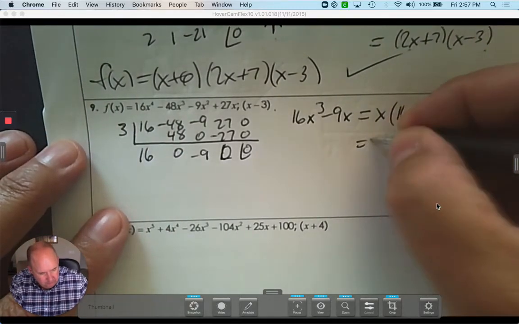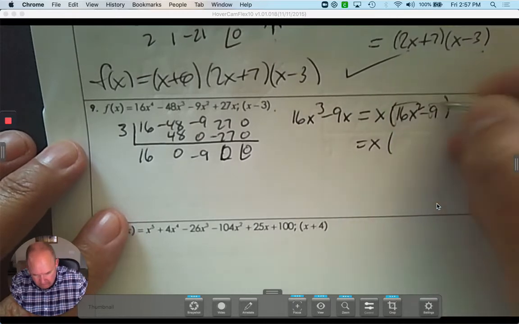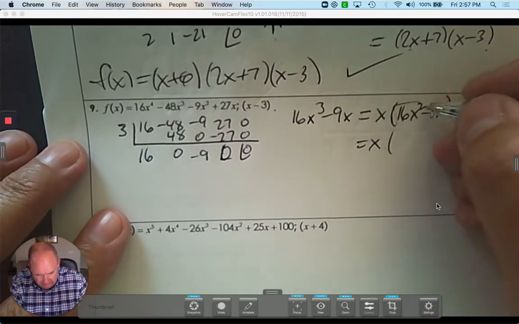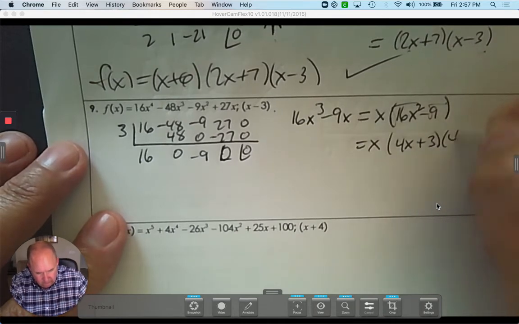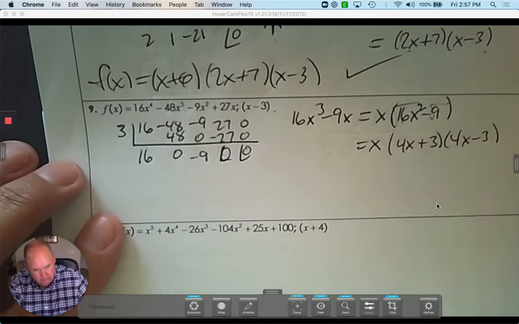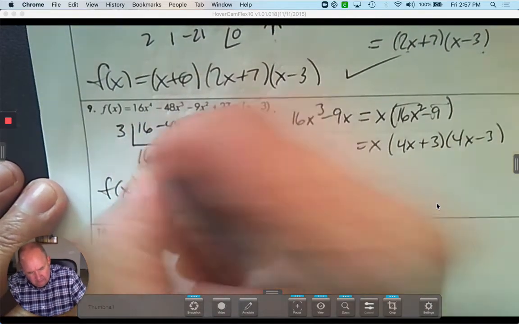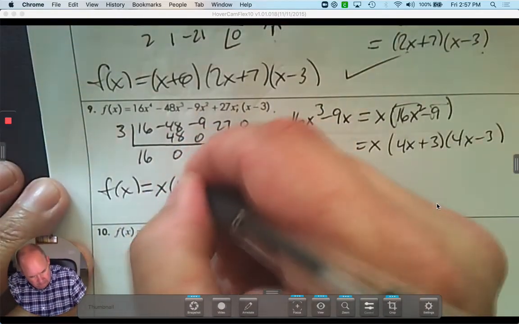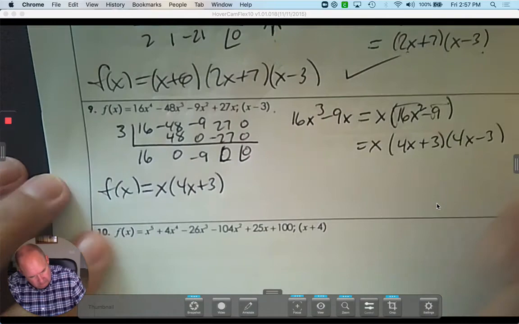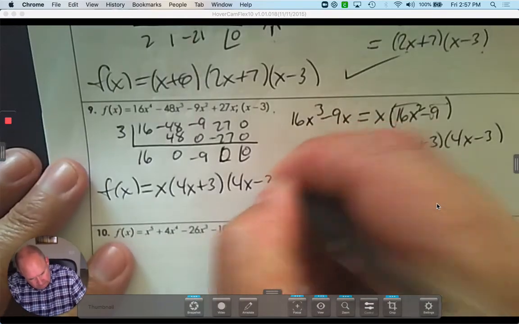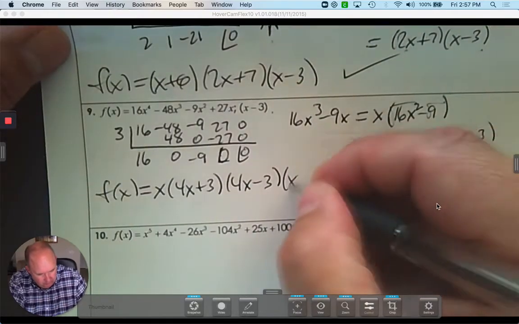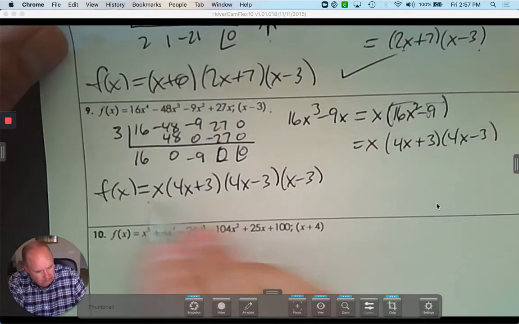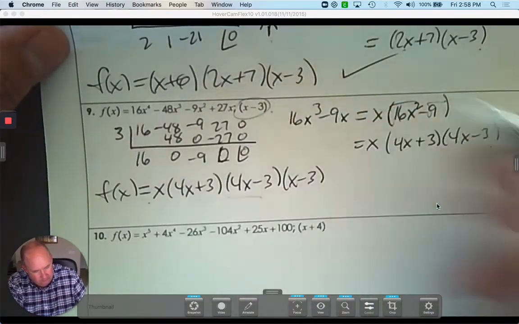So what's left over here is a difference of squares. So the square root of 16x squared is 4x. The square root of 9 is 3. So 4x plus 3, 4x minus 3. So let's put this all together. And now, oh, and the one we started with, which is x minus 3. So here's what I found, and don't forget what you were given.